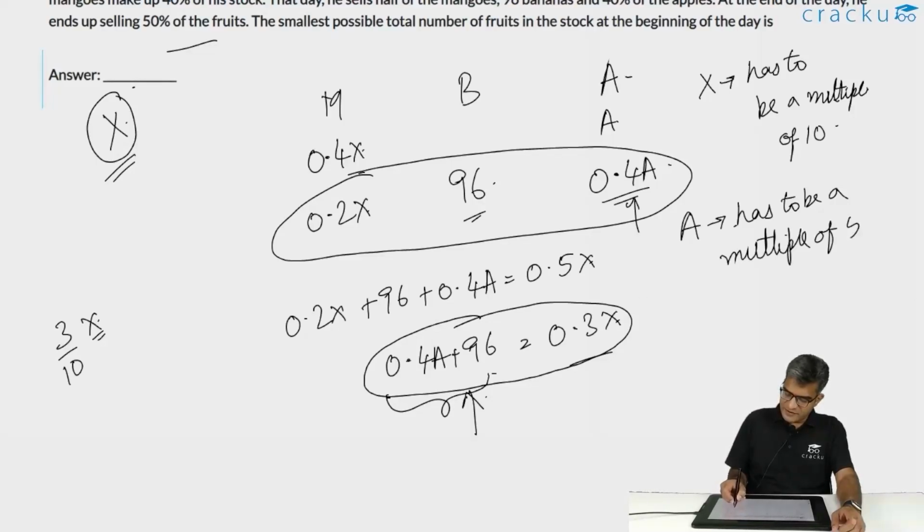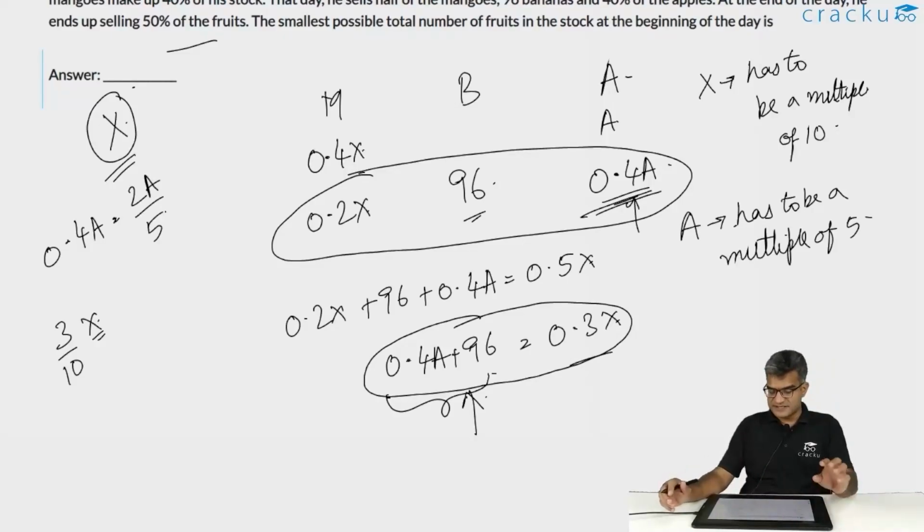Why should a be a multiple of 5? Because 0.4a, which is basically equal to 2a by 5, has to be an integer. That is the number of apples that were sold on a particular day. So 2a by 5 has to be an integer, so a has to be a multiple of 5. These are the two things that we can say.